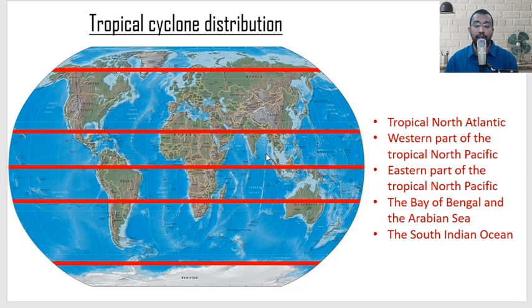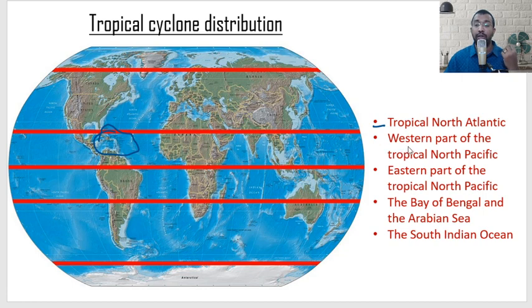And then moving further, these tropical cyclones that are present are the ones distributed within the tropical oceans, not across the tropical lands, but within the tropical oceans. They have been seen across the tropical North Atlantic region.